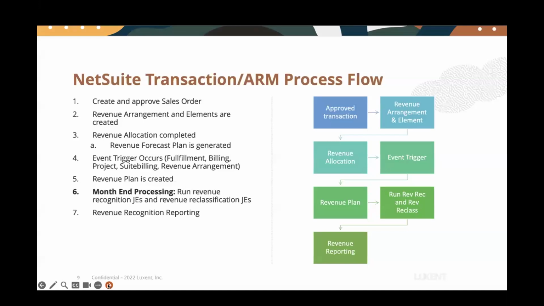So you have that approved transaction, your revenue arrangement and element are created, and then revenue gets allocated based on that revenue arrangement and element. You'll have an event trigger, which is basically you determine when you're going to recognize revenue, whether it's on fulfillment or billing or based on a project, like if you have project progress. With Suite Billing, it can be over the course of the subscription, or it can be based on some element of the revenue arrangement as well.